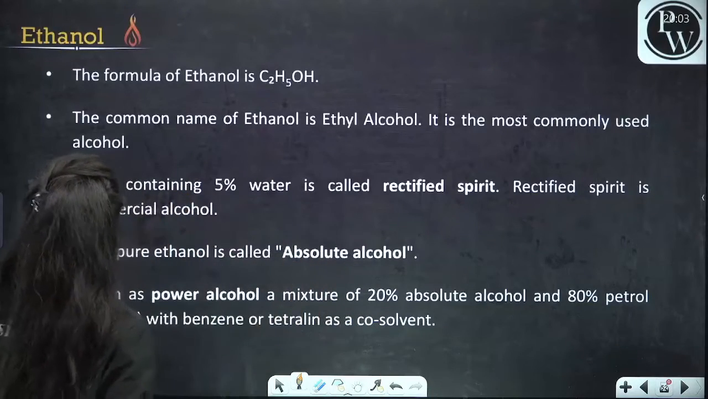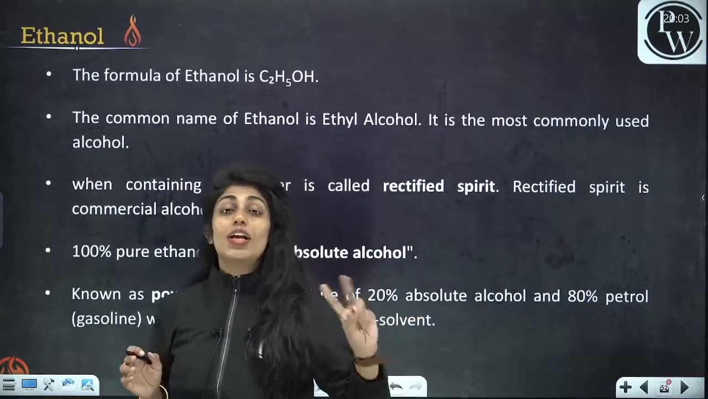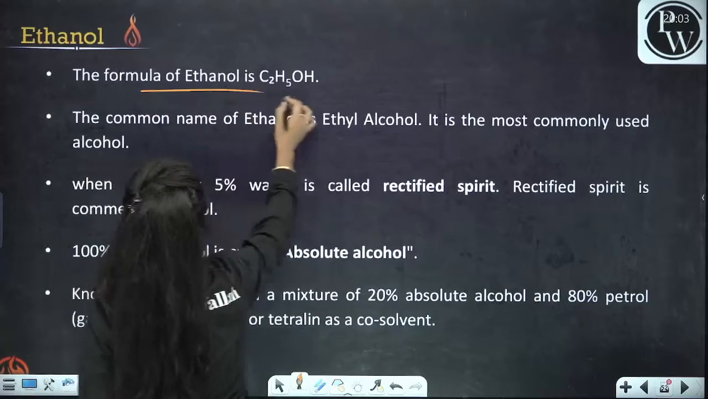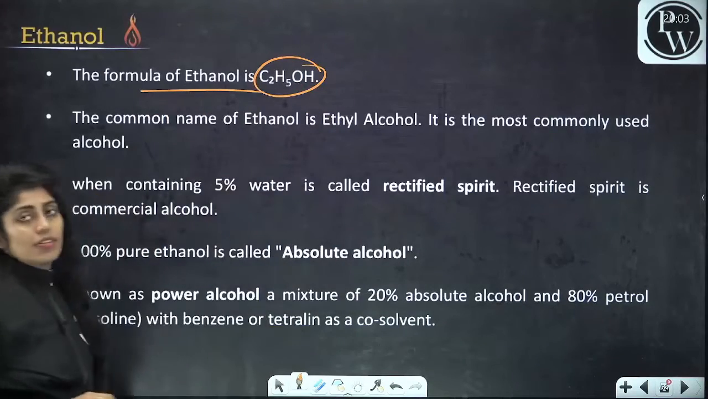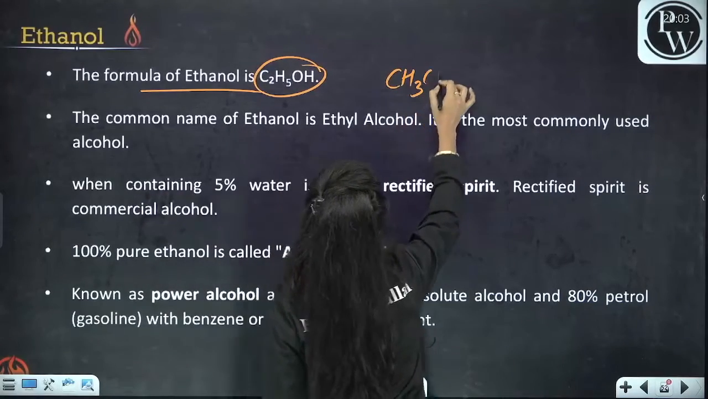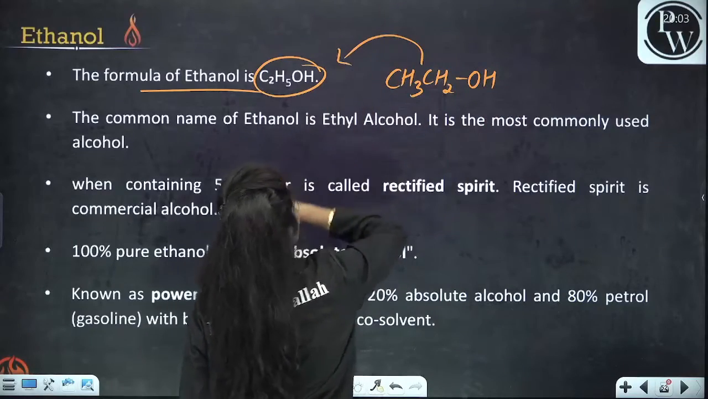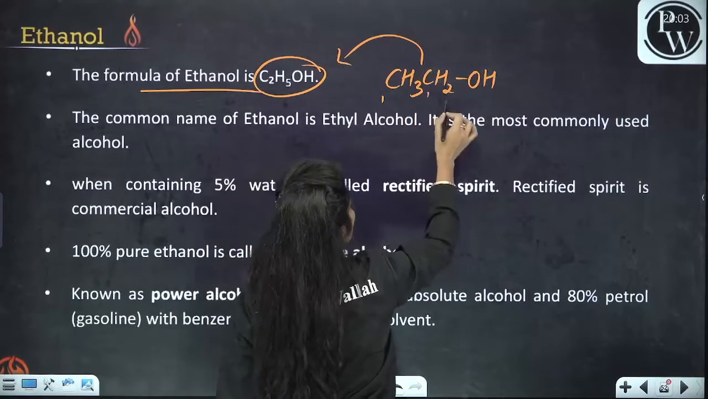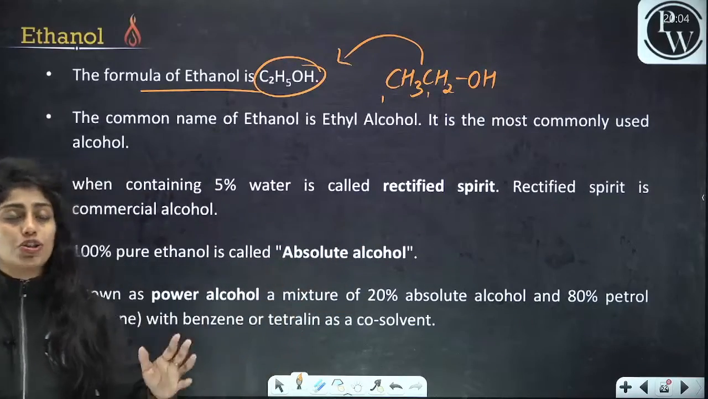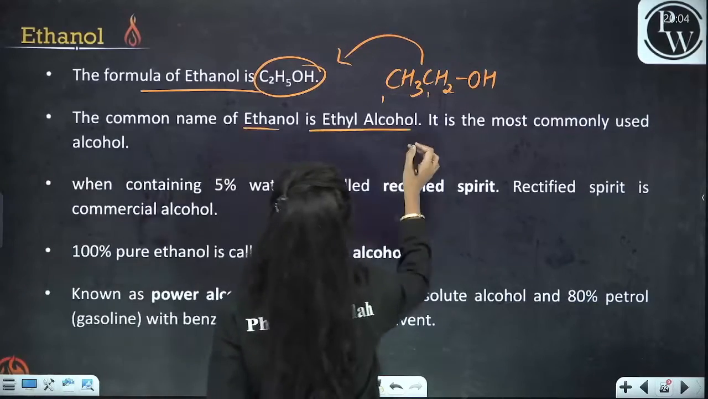Now we have ethanol, some important compounds of carbon. One is ethanol and the other is ethanoic acid. So basically the formula for ethanol is C2H5OH. We are writing it like CH3CH2OH. In the compact form, I can write it as C2H5OH. The OH will be separated because it shows the functional group. Done. Now the common name for ethanol is actually ethyl alcohol.